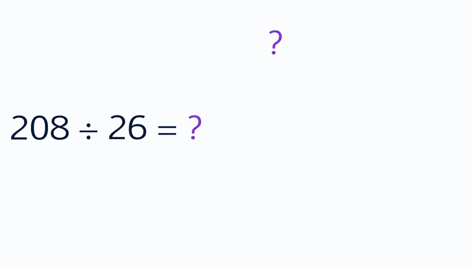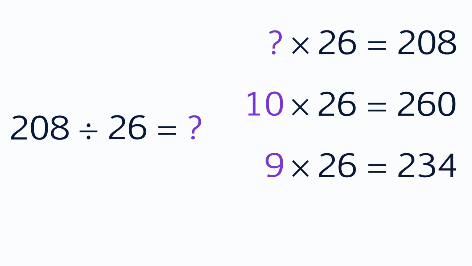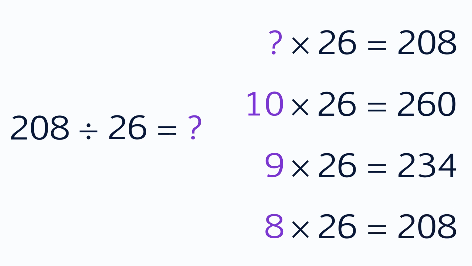Well, what number could it be that multiplied by 26 equals 208? If you multiply 10 by 26, you get 260, which is too large. If you multiply 9 by 26, you get 234, which is still too large. If you multiply 8 by 26, you get 208, which is spot on. That means that 208 divided by 26 equals 8. You were lucky this time, and doing those calculations mentally can be quite challenging.